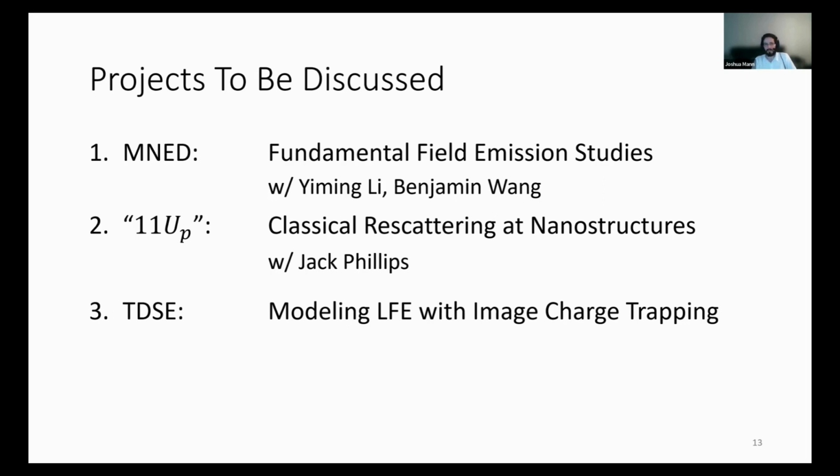Okay. So I have a few projects I'm going to talk about. Firstly, this material normal energy distribution, or MNED project, which is studying the fundamental field emission underlying this process. And really it's studying what the electrons are doing within the material and how that affects their ability to field emit. After that, I'll talk about this 11 UP project, which is looking at this classical rescattering model near the nanostructures and how the inclusion of the field drop-off induced by the nanostructure affects what we get out of the system. And then lastly, I'll talk about what's probably been my focus for at least the first few years of my PhD, this time-dependent Schrödinger equation calculation modeling laser field emission with image charge trapping. So I'll get into the first one.